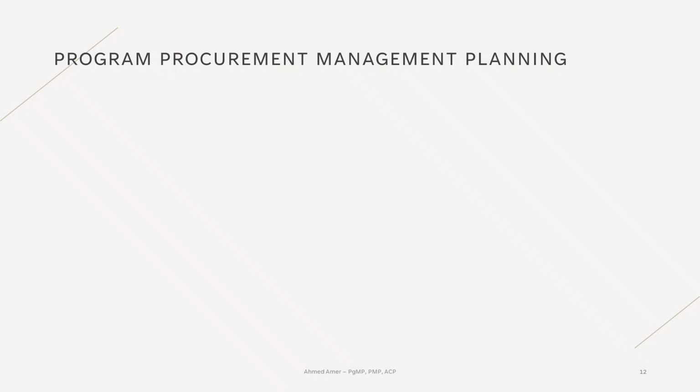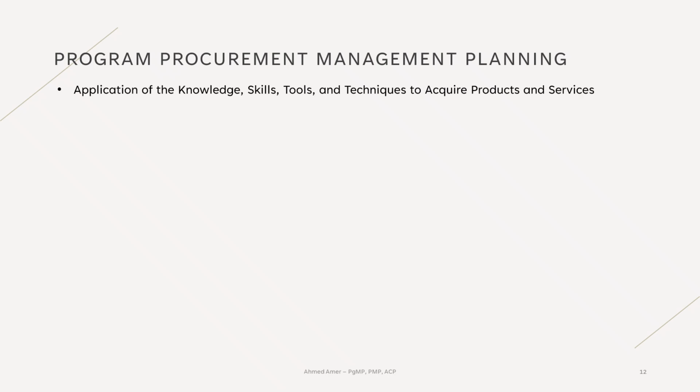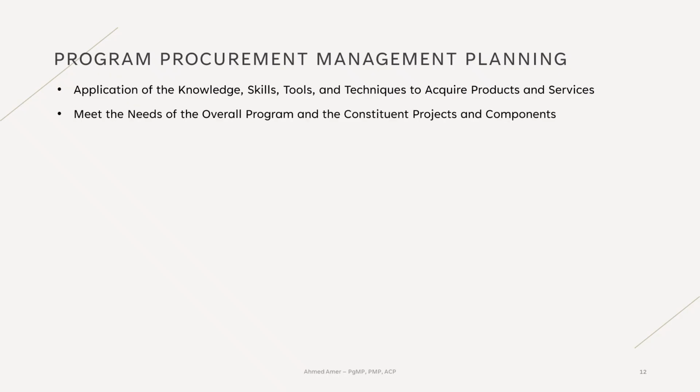Let's now move to Program Procurement Management Planning. This is the part of program management that deals with acquiring the products and services needed to realize the program's benefits. The purpose of program procurement management is applying the right knowledge, skills, tools, and techniques to buy what the program needs. It doesn't just cover the program itself, but also goes to all the projects and components underneath.